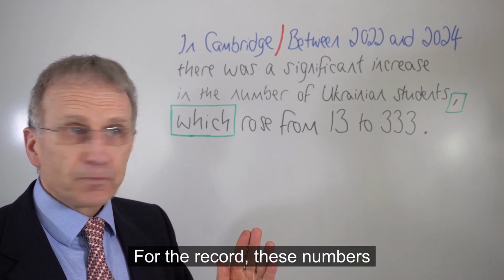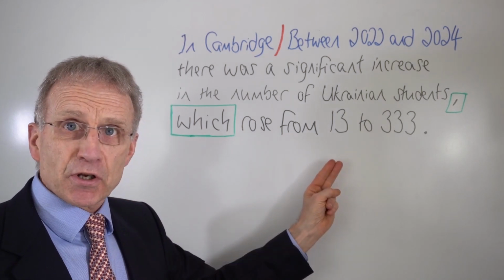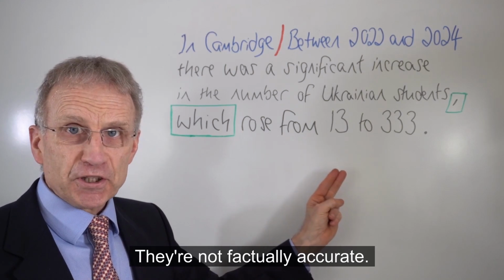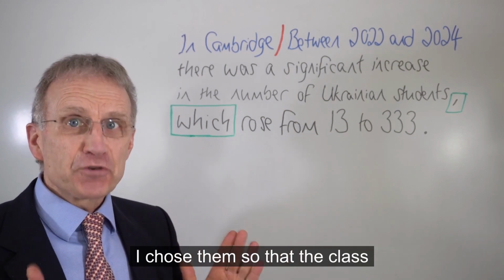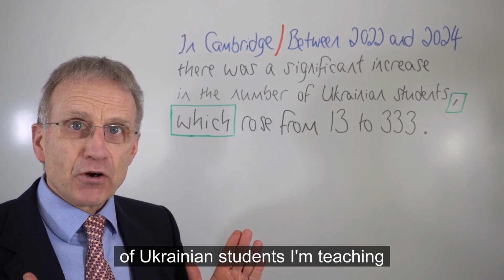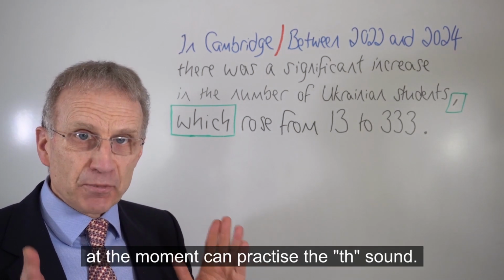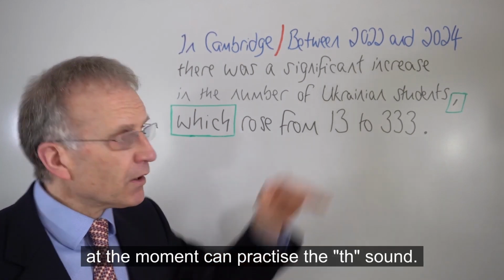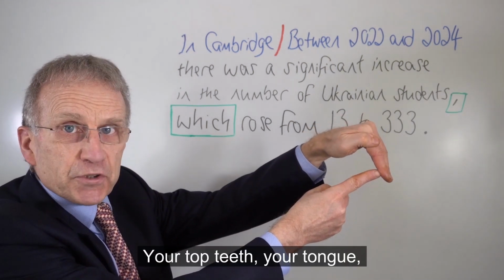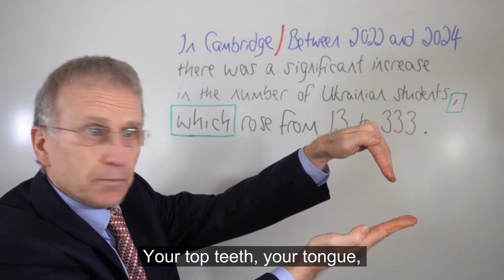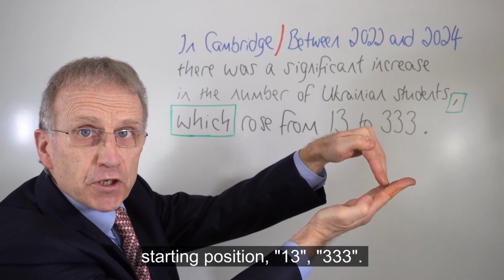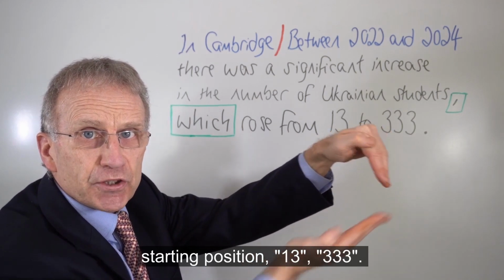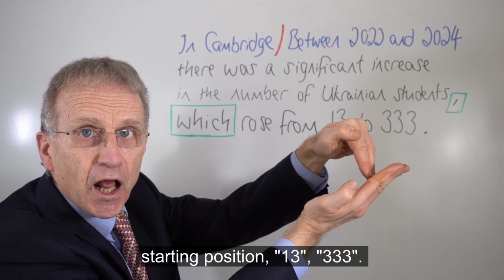For the record, these numbers are numbers I just made up. They're not factually accurate. I chose them so that the class of Ukrainian students I'm teaching at the moment can practice the th sound. Your top teeth, your tongue, starting position, 13, 333.